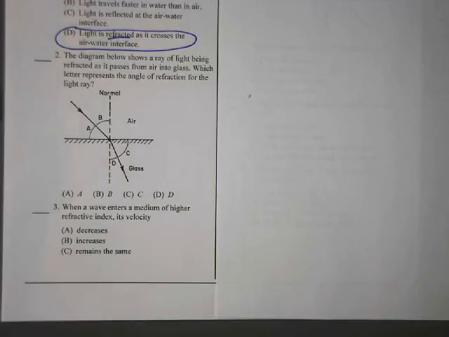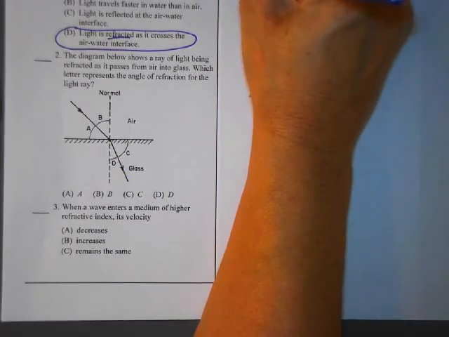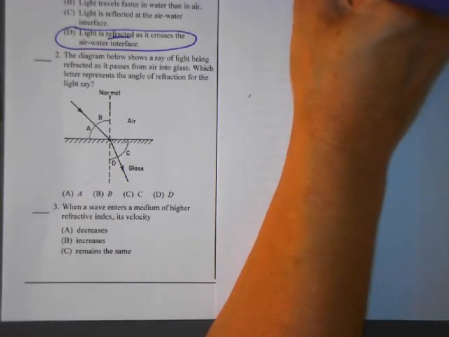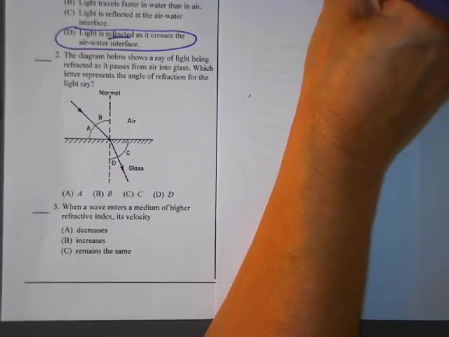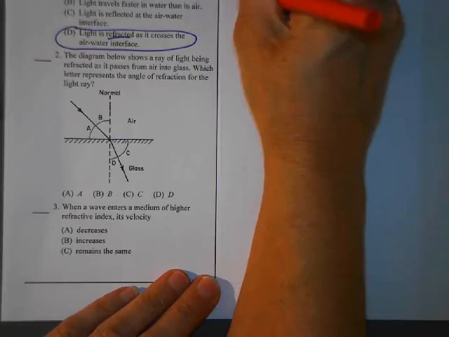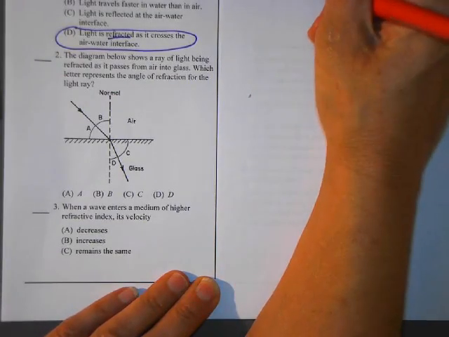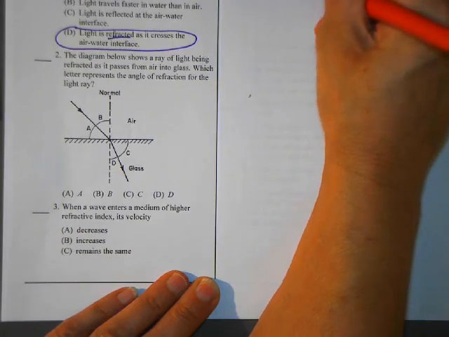The diagram below shows a ray of light being refracted as it passes from air to glass. So the first thing you want to write down is you're going from air to glass, because that's important. So now we're going to start thinking about the density. So air is less dense and glass is more dense.